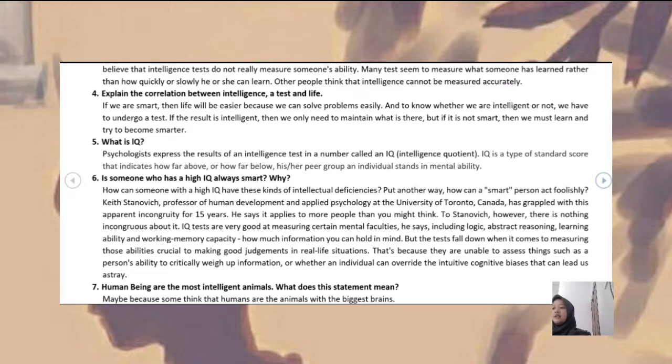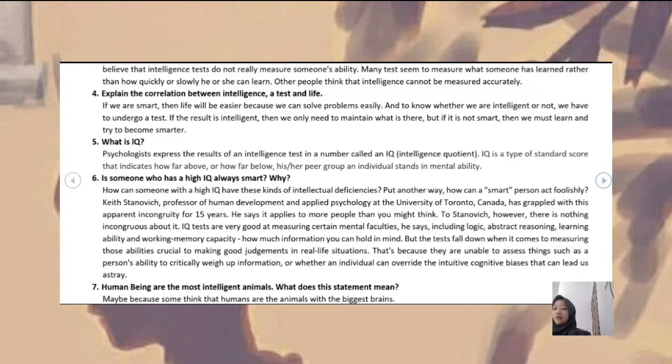Keith Stanovich, a professor of human development and applied psychology at the University of Toronto, Canada, has grappled with this apparent incongruity for 15 years. He says it applies to more people than you might think. To Stanovich, however, there is nothing incongruous about it. IQ tests are very good at measuring certain mental faculties, he says, including logic, abstract reasoning, learning ability, and working memory capacity, how much information you can hold in mind.